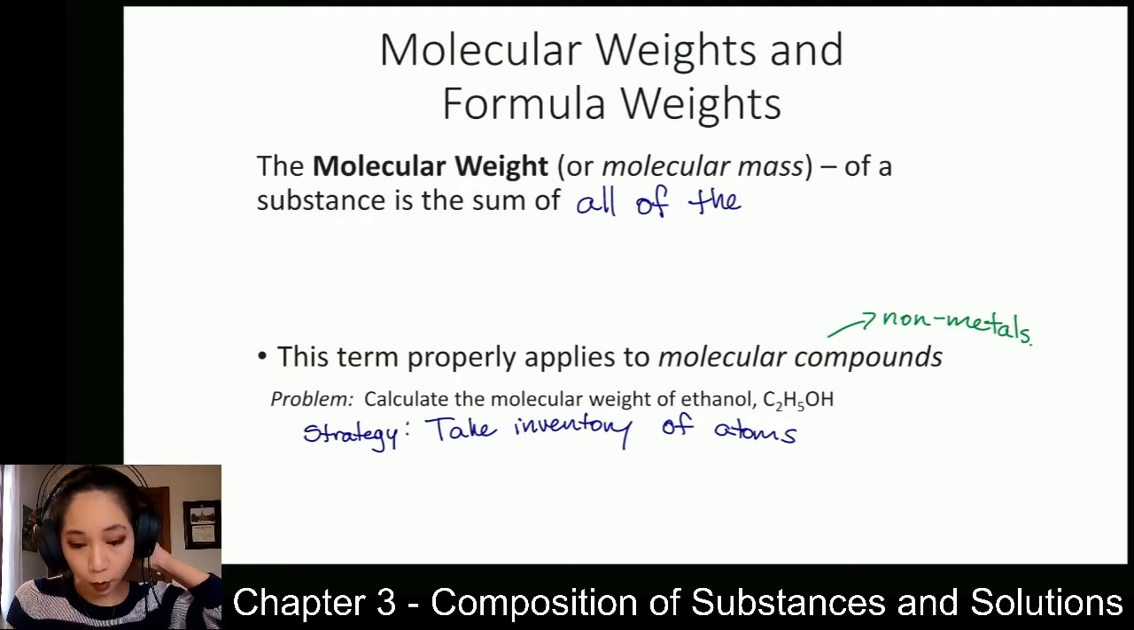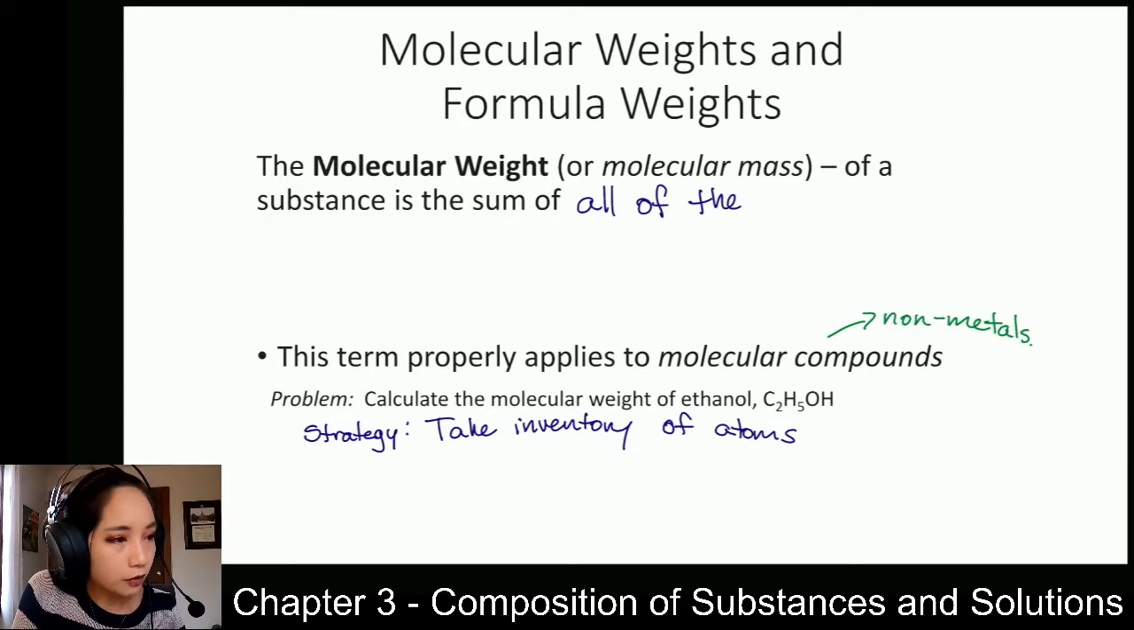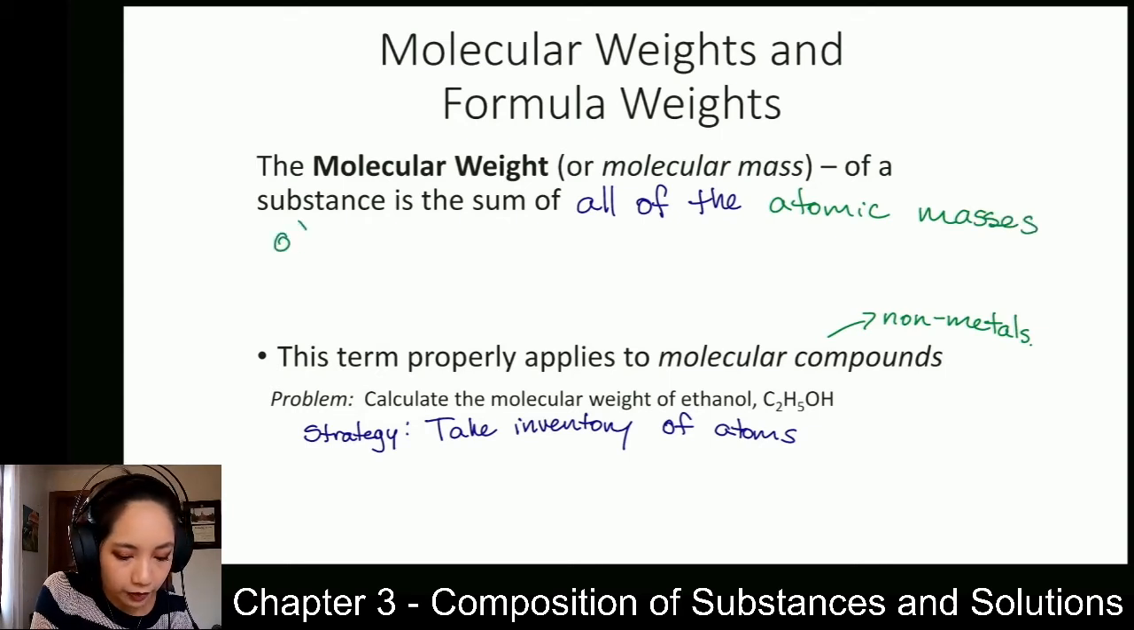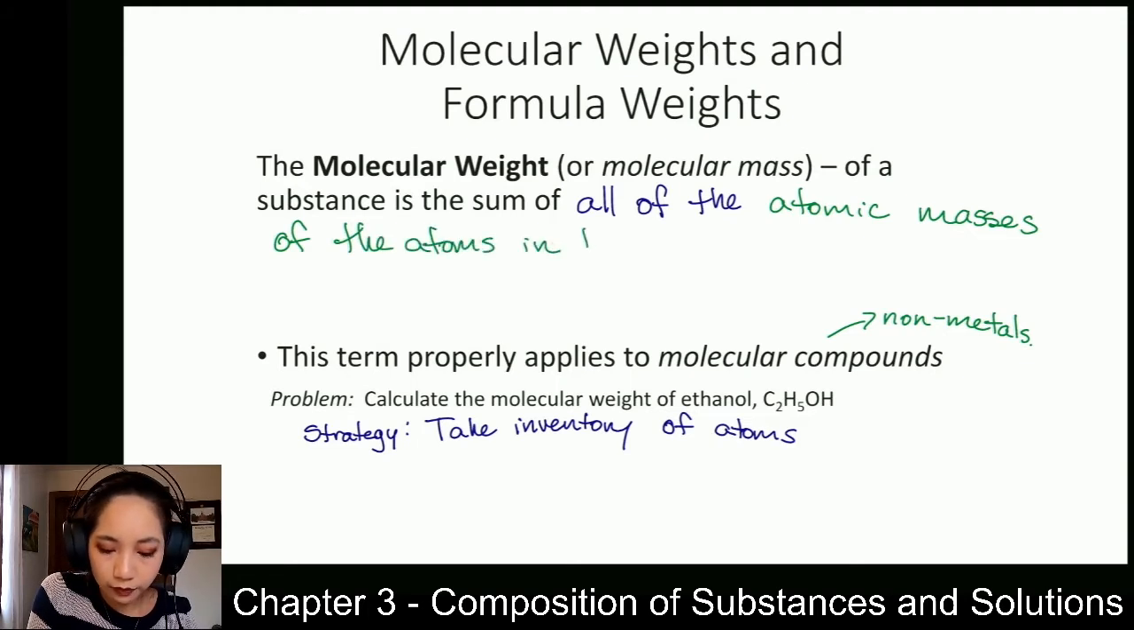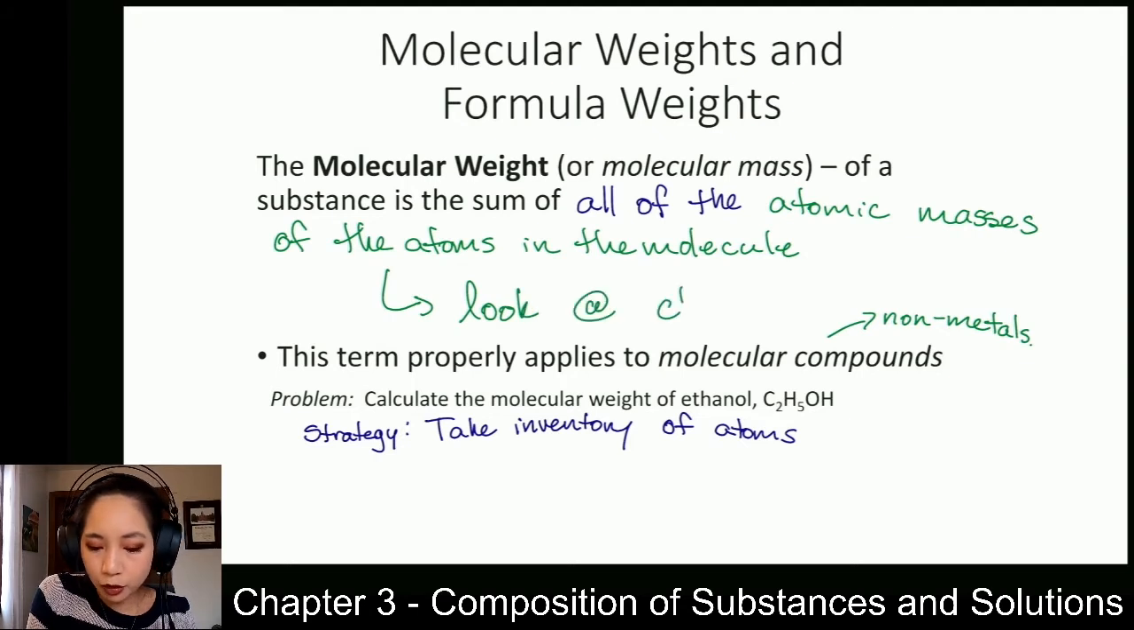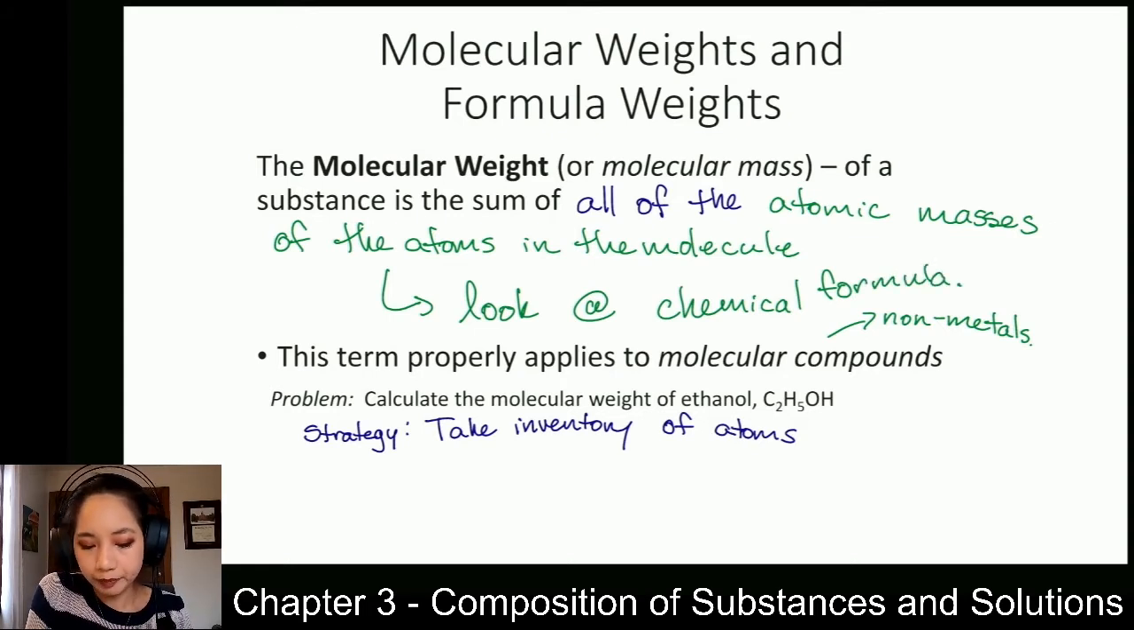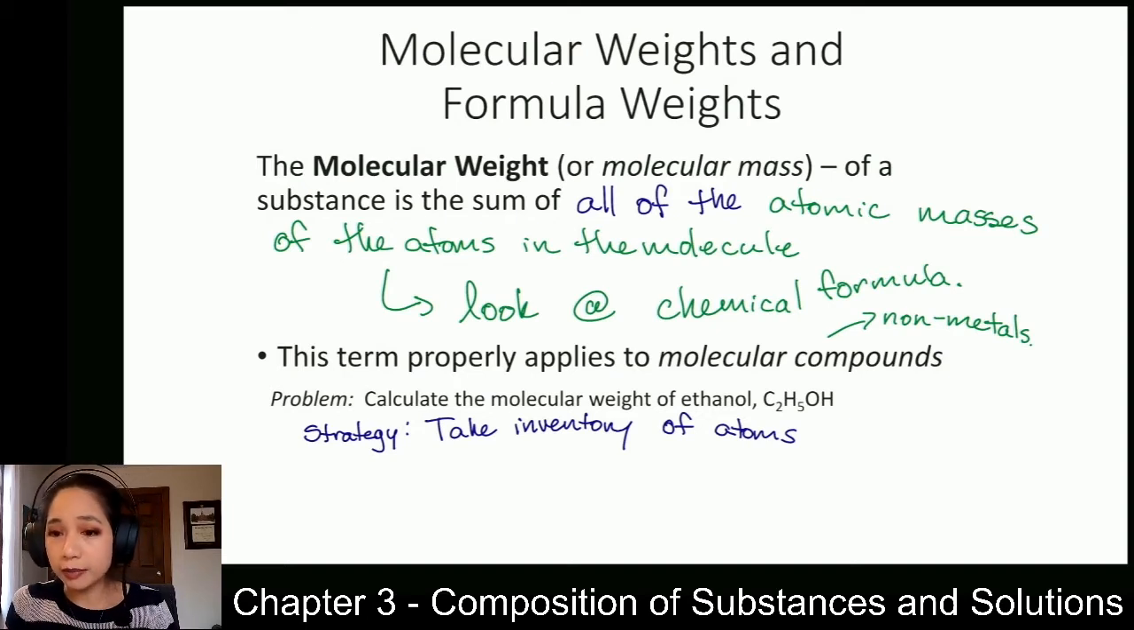The molecular weight or molecular mass of a substance is the sum of all of the atomic masses of the atoms in the molecule. So you really need to look at the chemical formula for whatever that molecule is. That will tell you the number of atoms that are composed in that substance, in that molecule.